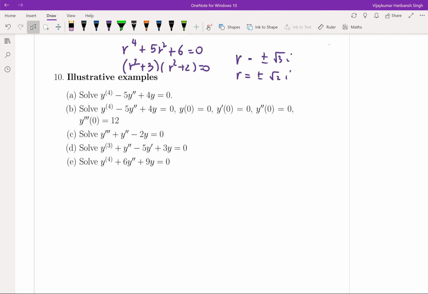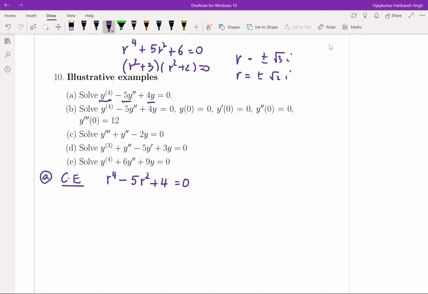So let's look at the first one. Solve the fourth derivative of y minus 5y double prime plus 4y equals 0. First things first, I'm going to write the characteristic equation: r to the 4 minus 5r squared plus 4 equals 0.